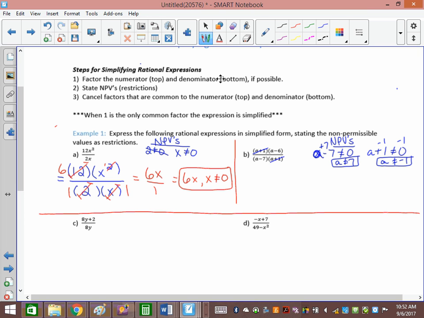A plus 1 cancels off a plus 1. Can those a's cancel? Yeah, you just decapitated. Not good. So we can't cancel this a off with this a. This is an a minus 6. It's only going away if there's an a minus 6 in the bottom. Is there? No. A minus 7. It's only going away if there's an a minus 7 in the numerator, in the top. Is there? No. So they're left over. A minus 6 over a minus 7. And then we state behind it, a cannot equal negative 1, comma 7.